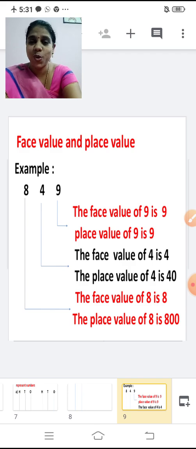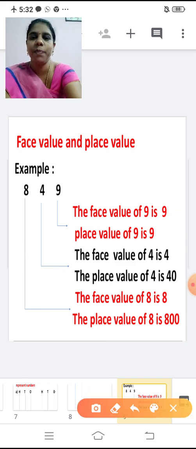I hope you all know what face value and place value are. We have studied them in our earlier class, right? So what is face value? Face value is the value of the digit itself. Whatever the digit is, that is its face value. What is place value? Place value depends on the face value and on which place the digit is in, whether it is in the ones place, tens place or hundreds place.